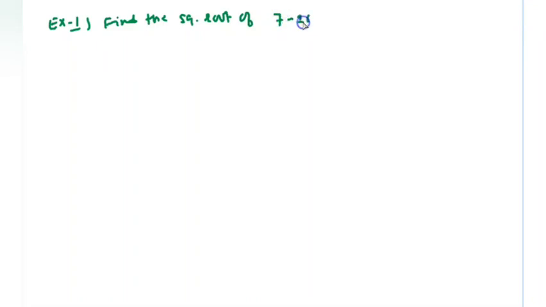Example 1. Find the square root of 7 minus 24i. Using the formula is only substituting the values, so I will do it by the method rather than using the formula. Let us consider that the square root of 7 minus 24i is equal to x plus iy.